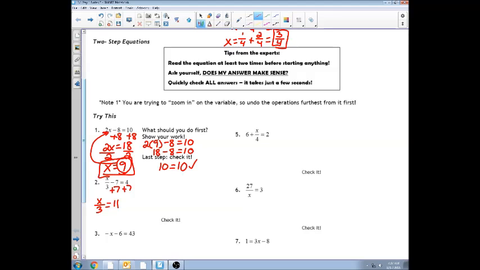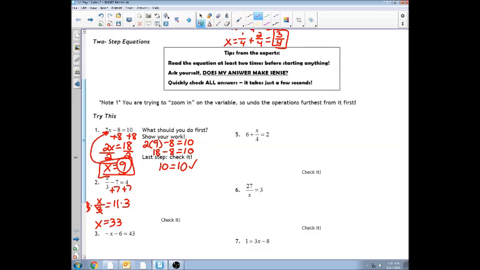From here, I have x divided by 3. In order to get rid of that 3, I would need to multiply by 3 on both sides. All I did was cancel those 3's because if I multiply by 3 and I have a 3 in the denominator, they will cancel. X then turns into 33.